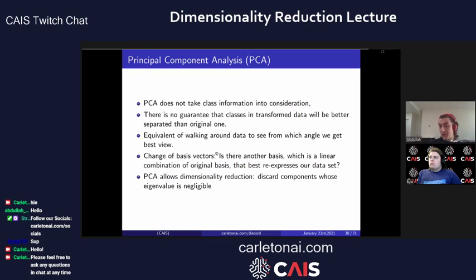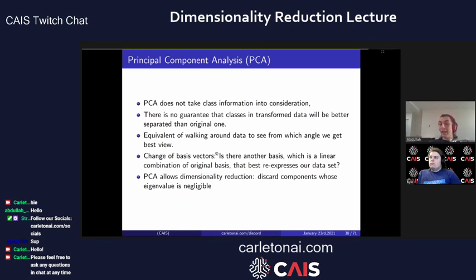So as we said before, when you saw how PCA works, it does not take the class information into consideration, which means there is absolutely no guarantee that the classes in this transformed data will be better separated than the original data. So PCA is really the equivalent of walking around the data and trying to find a good angle to look at the data where you can use as few features as possible and still understand the variance of the data, right? PCA is simply trying to pose the question: I have this data in some basis vector, and I'm trying to find another basis vector, which is a linear combination of the original basis vectors, but can better express the data, right?